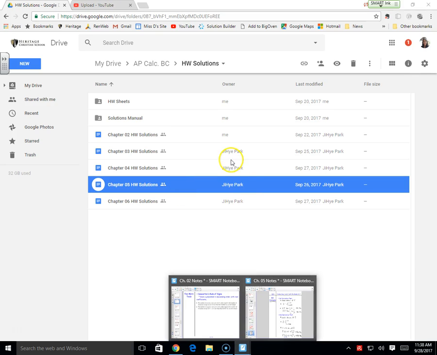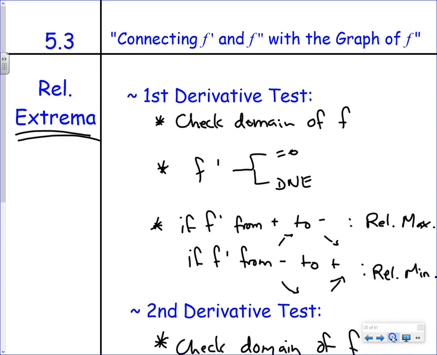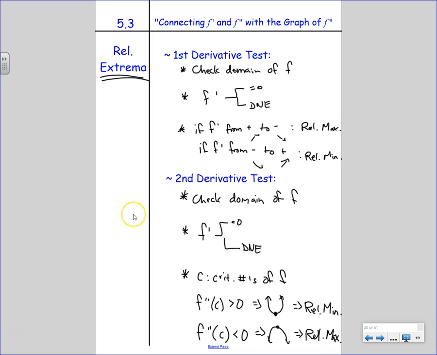That was quite the ordeal. Thank you. Question, where does section 5.3 begin? Connecting f prime and f double prime with the graph of f. Okay, that's the title, that's good. But where does it begin? First derivative test, second derivative test. Have we already reviewed? Yes, the first derivative test, second derivative test. Okay, so if I was to blank screen right now, you can write first derivative, second derivative test. First derivative test.